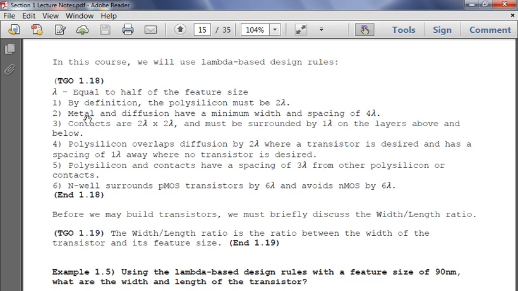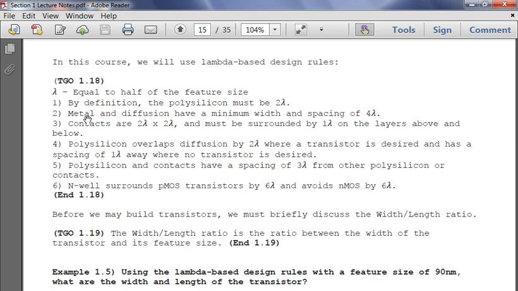So, rule number 1 is by definition, polysilicon must be 2 lambda. Number 2, metal diffusion must have a minimum width and spacing of 4 lambda. So any metals that are running parallel to each other must be 4 lambda apart. So if it's 90 nanometers, they must be 180 nanometers apart. And the other good thing about having this lambda is that once you put in the technology and you put in the design rules, it'll actually measure it on the layout by lambdas. So if you know that 4 lambda apart is easiest by counting 1, 2, 3, 4, and then you put your next metal over.